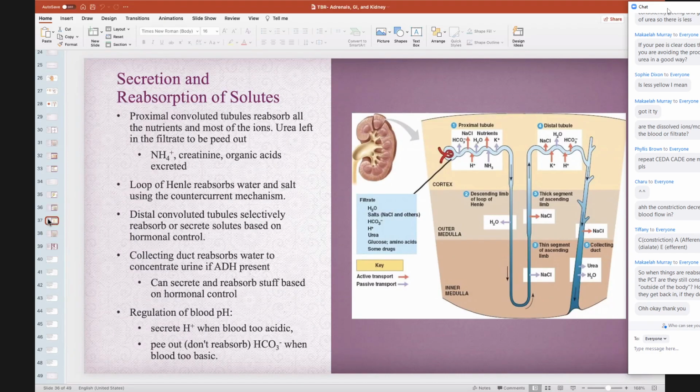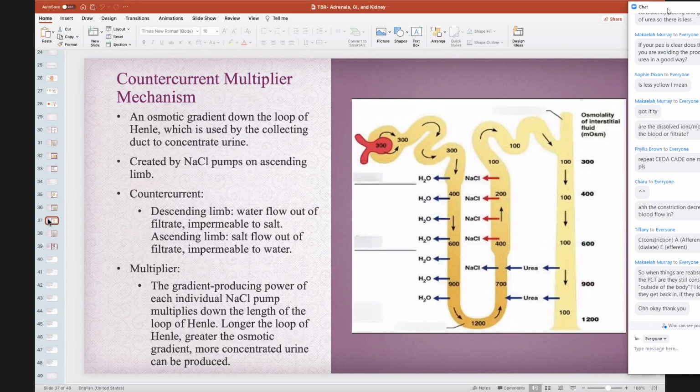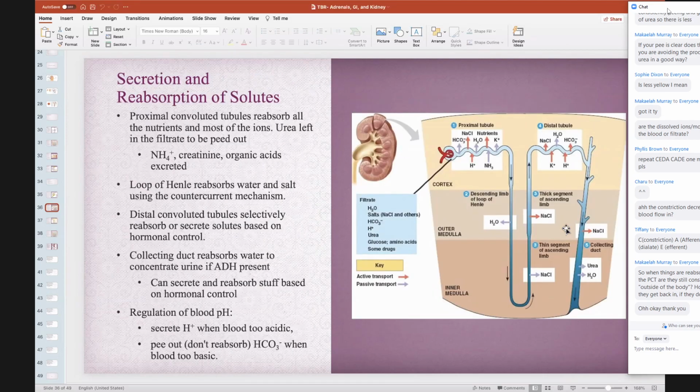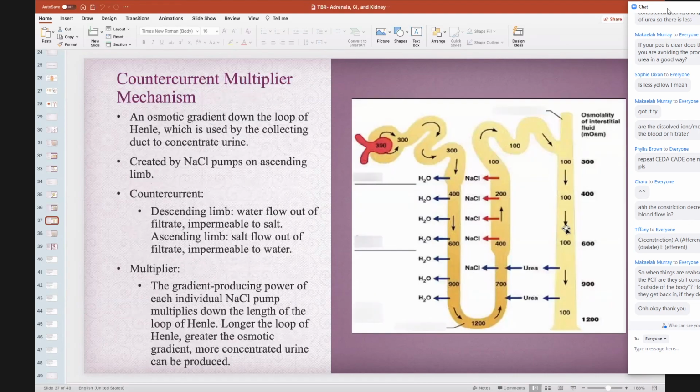Okay. So we reabsorb at 3 locations: proximal convoluted tubule, distal convoluted tubule, and the collecting duct. Most things are reabsorbed at the proximal convoluted tubule. One thing that we want to do in the kidneys is filter out the bad stuff, but reabsorb water, create urine. As we create urine, we can get rid of waste and we can reabsorb water.